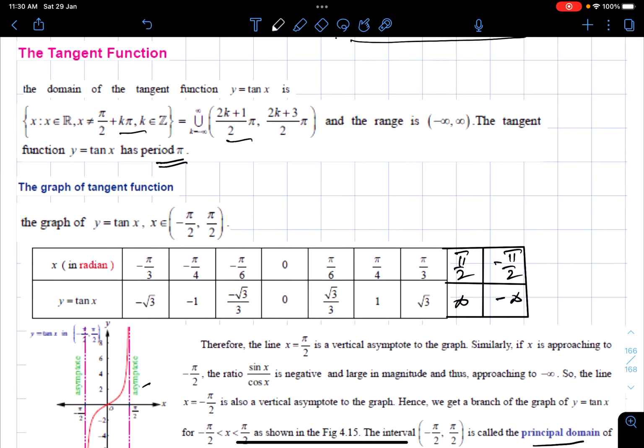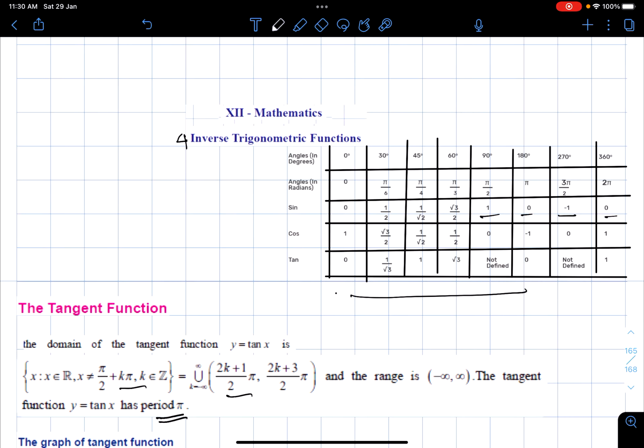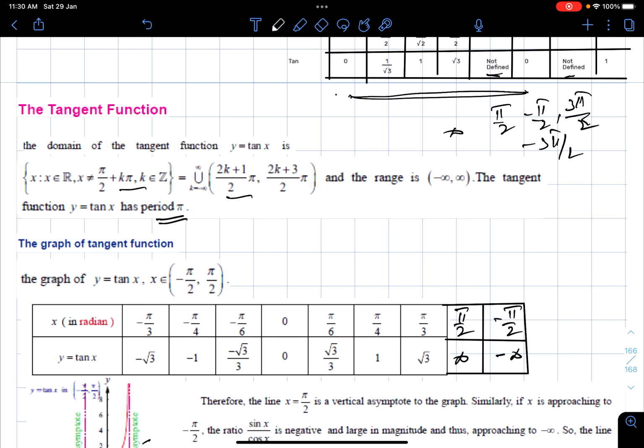A graph they have drawn for x belonging to minus pi by 2 to pi by 2. When you see this tabular column, for 90 degrees, that is pi by 2, tan x is not defined. Similarly, 270 is not defined. So for pi by 2, minus pi by 2, 3 pi by 2, or minus 3 pi by 2, you will get infinity, not defined. According to that, you have to write the sign also.